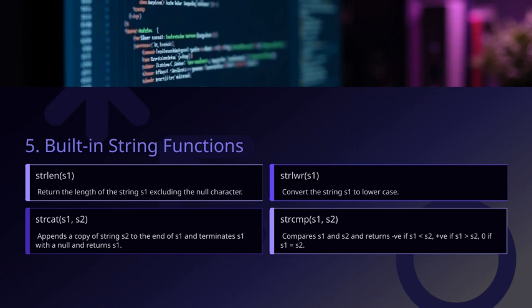Finally, strcmp(s1, s2) is a comparison function. It compares s1 and s2 and returns a negative value if s1 comes before s2 alphabetically, a positive value if s1 comes after s2, and 0 if they are exactly the same. This is fundamental for sorting or checking string equality in a way that accounts for lexicographical order. These functions tie into our overall theme of efficient string handling. Knowing them allows us to manipulate text more effectively in our programs.